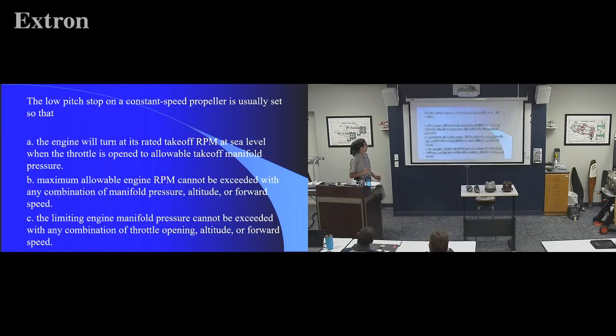Charlie. The low pitch stop on a constant speed propeller is usually set so that the engine will turn at its rated takeoff RPM at sea level when the throttle is opened to allow takeoff manifold pressure, or maximum allowable engine RPM cannot be exceeded with any combination of manifold pressure, altitude, or forward speed, or the limiting engine manifold pressure cannot be exceeded with any combination of throttle opening, altitude, or forward speed.